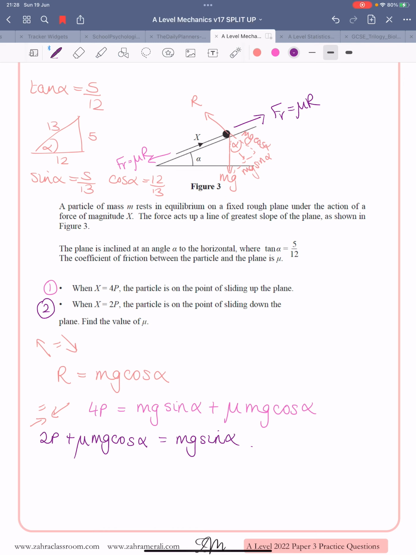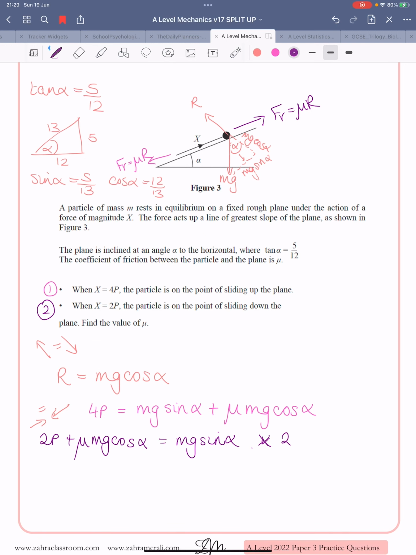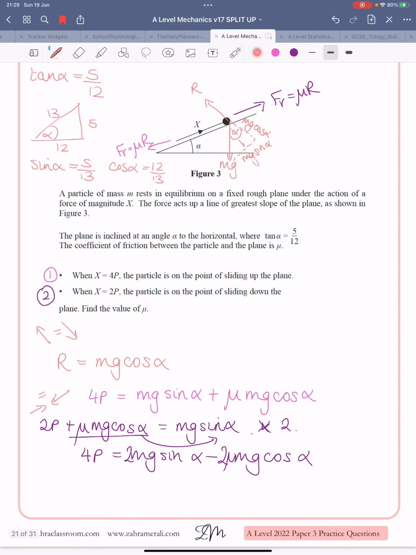Okay, so if we have a look at that, we can now see what we can substitute. We could just multiply this one by 2. So when we do that, we get 4p, and I'm going to move this onto that side, mg sine alpha minus mu mg cos alpha. These have both been multiplied by 2, the whole expression multiplied by 2. And now what I can do is take these away from each other. So I'm going to do 1, take away 2. 4p minus 4p is going to give you 0.